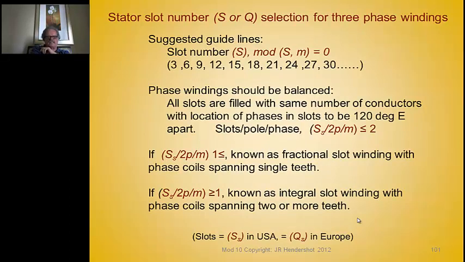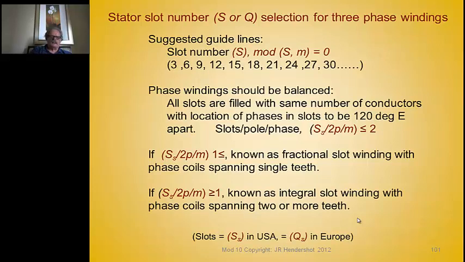So what that means is, since the number of stator slots has to be divisible by the number of phases, for three-phase motors your choices are 3, 6, 9, 12, 15, 18, 21, 24, 27, 30, 33, and so on. And since the phase windings must be balanced, all the slots should be filled with the same number of conductors, or you should have the same turns per slot or conductors per slot. When I say conductors, I mean conductors of each side of the number of turns of a coil. I'm not talking about parallel.